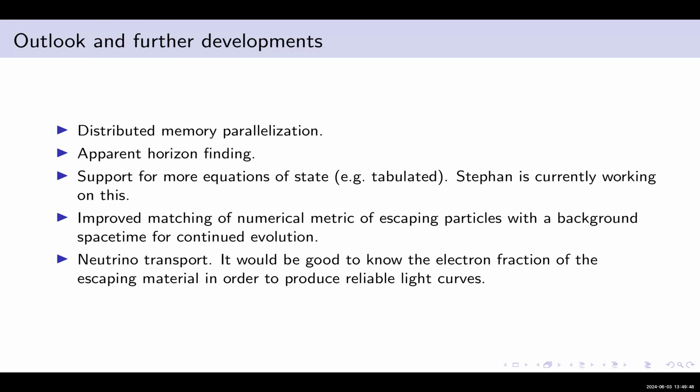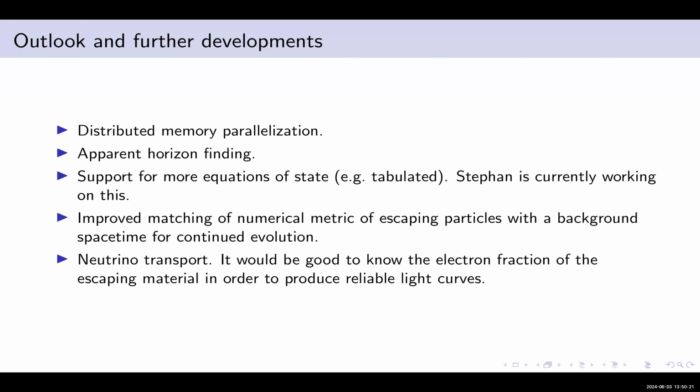We would also like to have an improved matching of the numerical method of escaping particles with a background space-time to continue evolution. Because we have a grid, we have a limited region that is covered by the grid, and when the particles get to the boundary of that, we want to just map them to a background space-time and then continue evolving them so that we can follow the outflow for long times. We have done some work there, but we need to improve what we're doing.